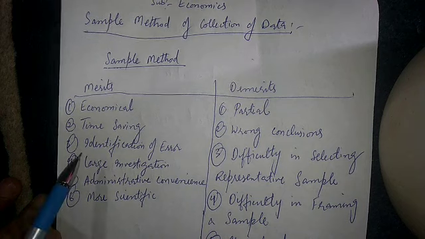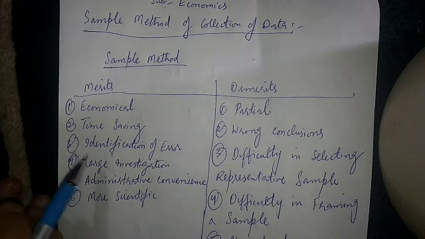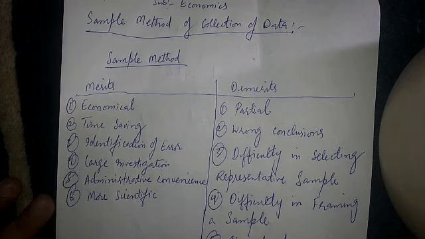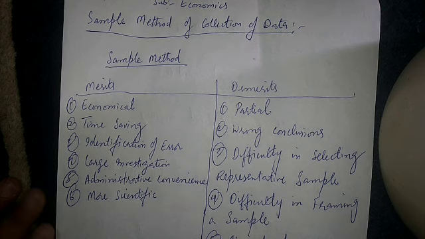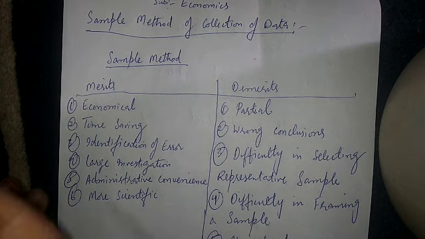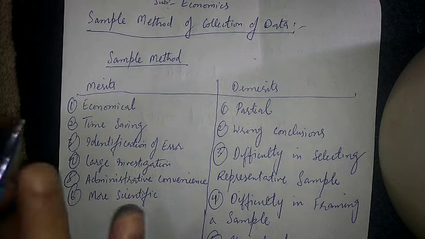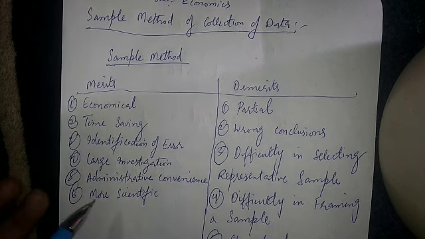The third merit is identification of error. Just because only a limited number of items are covered, errors can be easily identified. To that extent, the sampling method shows better accuracy.